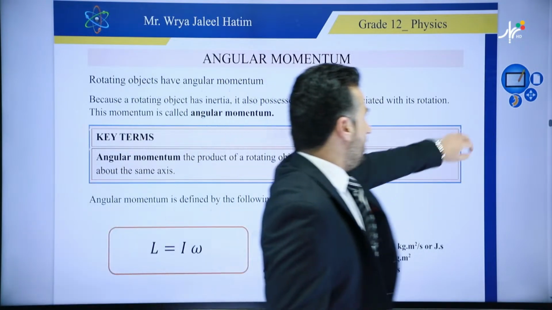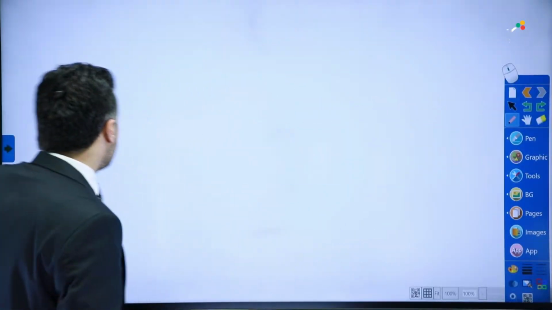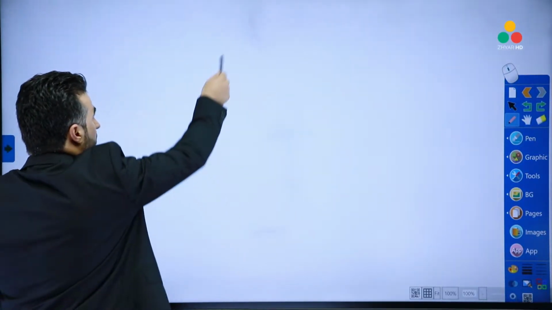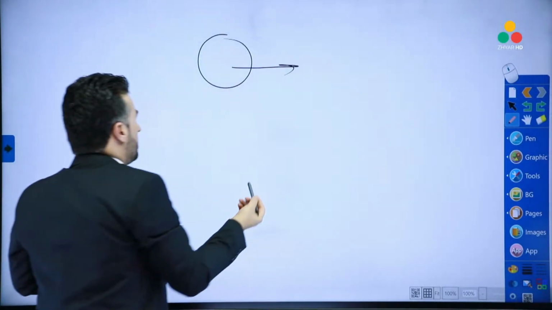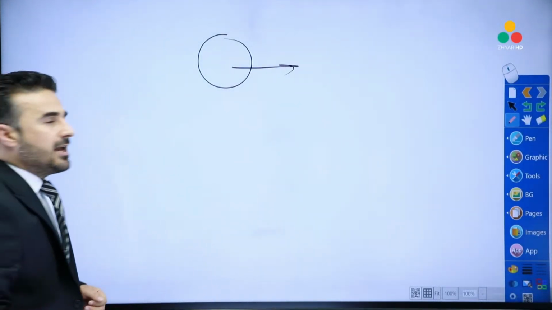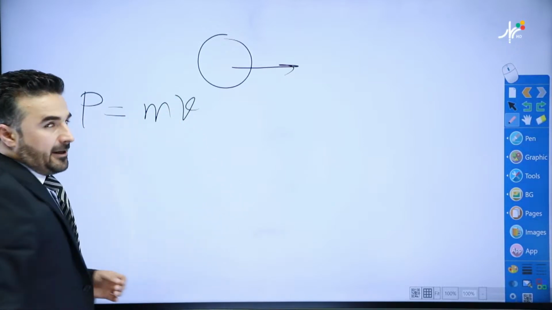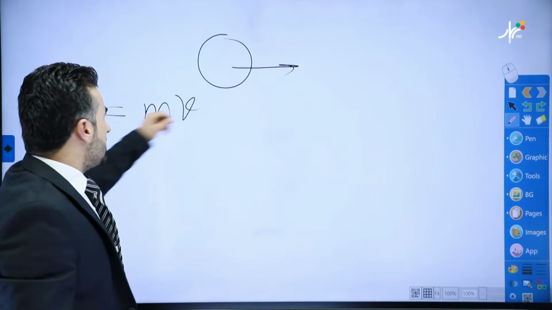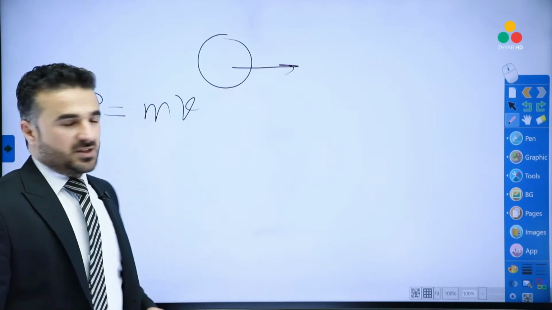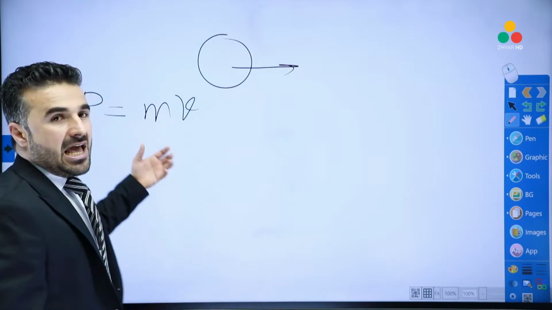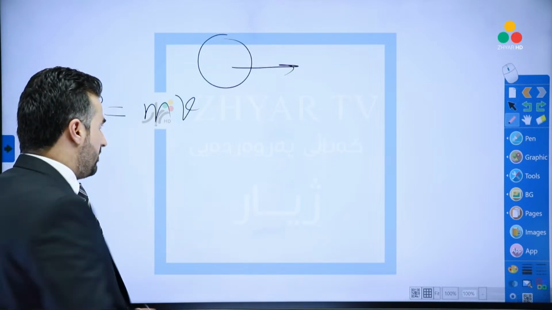You have an idea about momentum, which you've studied in, let's say, grade 11, yes? In grade 11, we said, for example, whenever there is an object that has a mass and it is moving in a straight line, the momentum of this object would be mass times velocity, okay? So this would be the momentum of an object moving in a straight line, or momentum in translational motion. And this was a vector quantity. It could be to the right, which was positive, or to the left, which would be negative.